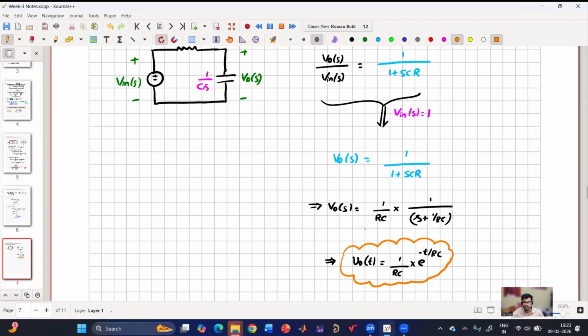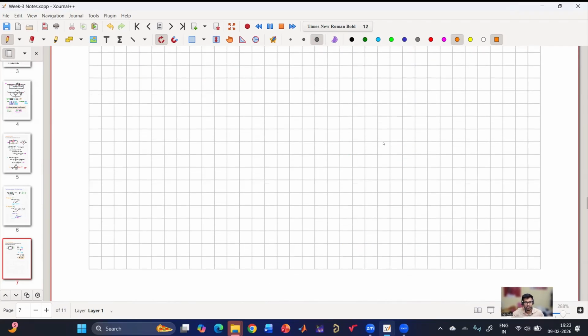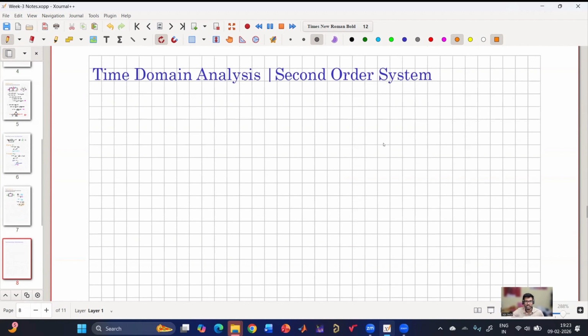Yes, sir. Okay. If you don't have any doubts, now we can go for time domain analysis of second order systems. We'll consider one generic second order system and see what types of systems we can get, and based on that how we can solve a given problem. Here we will see what parameters we can get and how the response looks. So let me quickly draw the diagram.